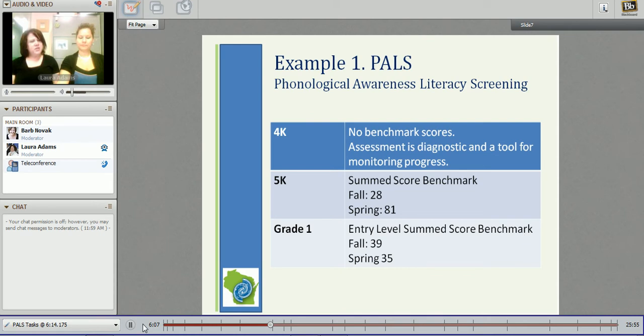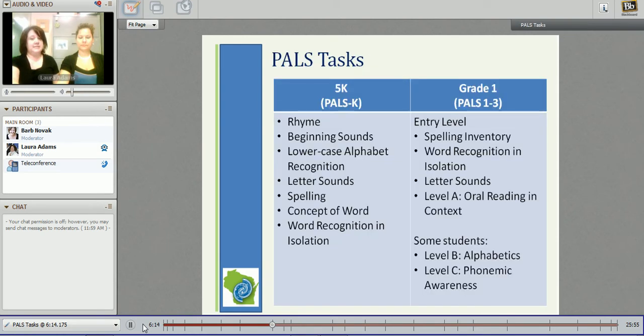It's not enough to just look at the benchmark score, though, with PALS. You also get a lot of really rich information by looking at the tasks. These are the tasks that are part of the 5K assessment and the tasks that are part of the grade 1 assessment. You can use your online score entry system to look at students' scores, not just their sum score, but also their scores on tasks, and provide intervention related to specific tasks.